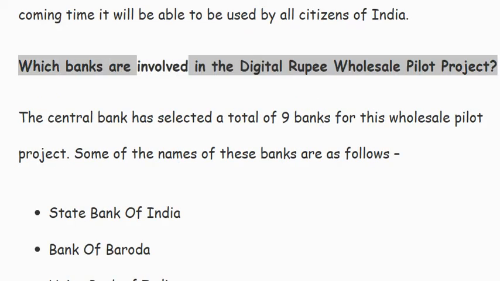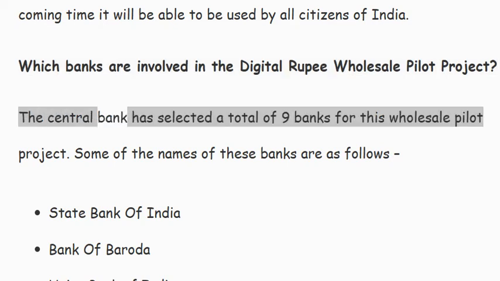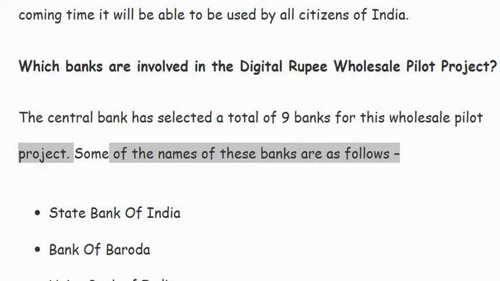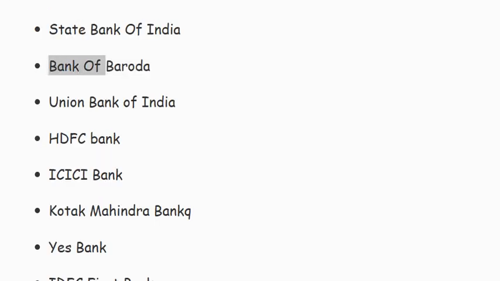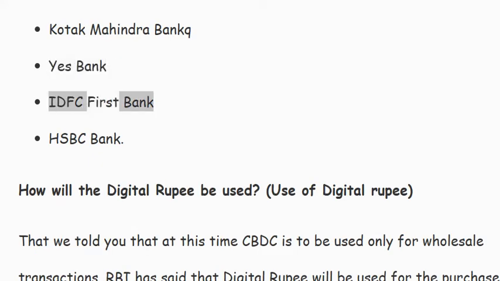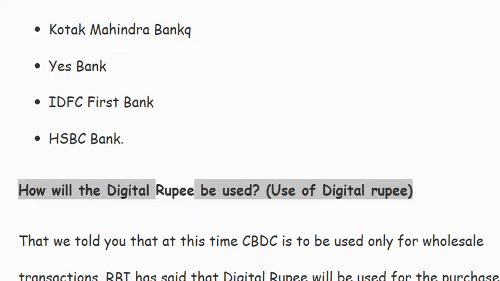Which banks are involved in the digital rupee wholesale pilot project? The central bank has selected a total of 9 banks for this wholesale pilot project. Some of the names of these banks are as follows. State Bank of India, Bank of Baroda, Union Bank of India, HDFC Bank, ICICI Bank, Kotak Mahindra Bank, Yes Bank, IDFC First Bank, HSBC Bank.